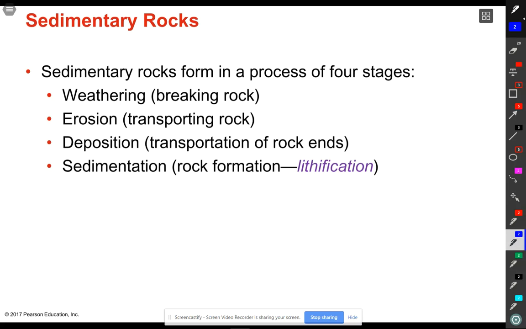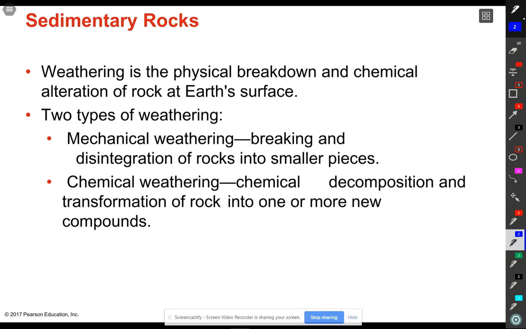Then we have erosion. Erosion is actually moving it. And obviously water is a major carrier or a major conduit for erosion. Wind can also be a conduit, so can the motion of animals. Deposition, where it falls back and ends up. And then sedimentation is the process of forming rock. So these are the 4 steps, or 4 stages, I guess it says here. For sedimentation, you have your initial rock. It first has to be weathered, broken apart. Then it has to be transported, the erosion. Then it has to be deposited, and finally, the sedimentation occurs. What is liquefaction? That means making rock.